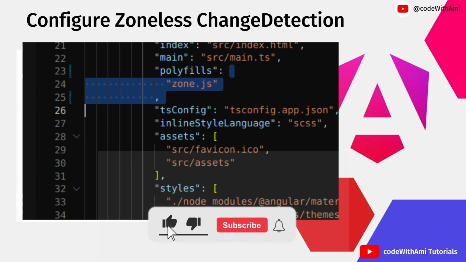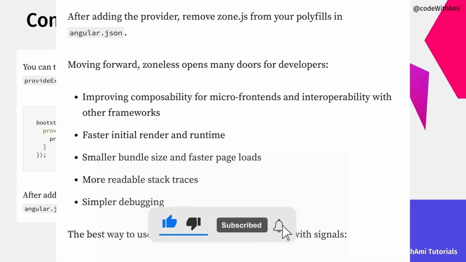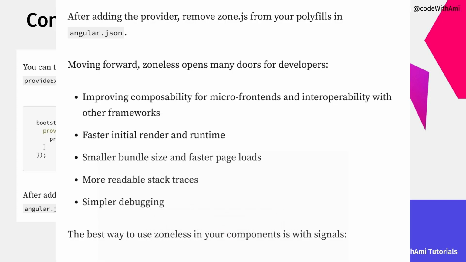Now let's talk about the advantages of zoneless change detection. So basically, zoneless opens up many doors for developers, such as improving composability for micro frontends and interoperability with other frameworks such as React and Vue.js, and then faster initial render and runtime, maybe because the bundle size is very small now. Now React people cannot say that Angular is a little slower for small applications because the bundle size is huge. This is the main problem that we had in Angular earlier. So looks like it is being solved now, and yeah, bundle size is small and faster page load, of course.